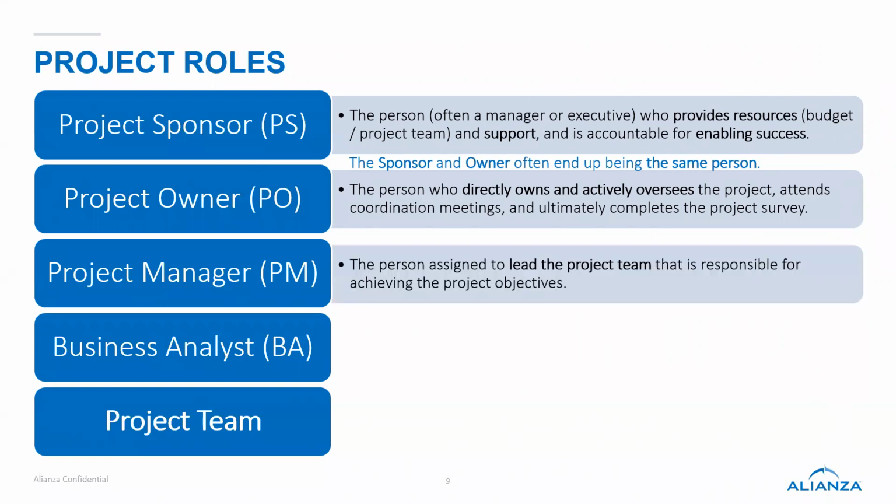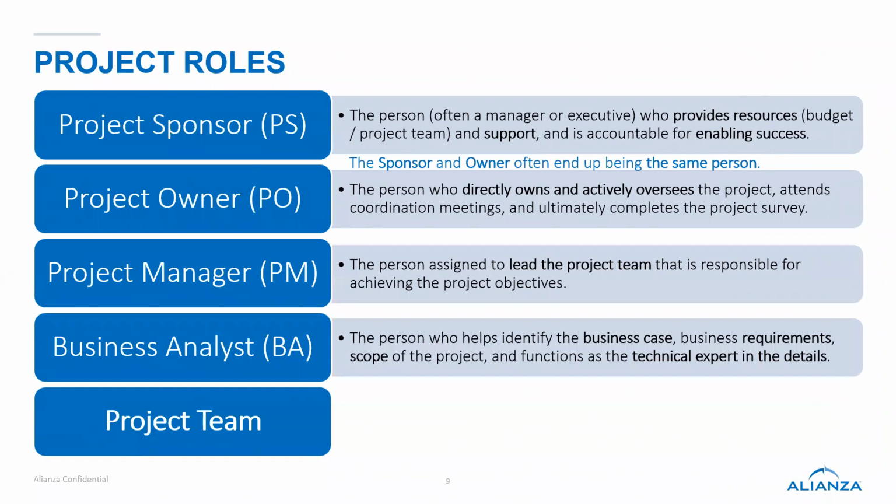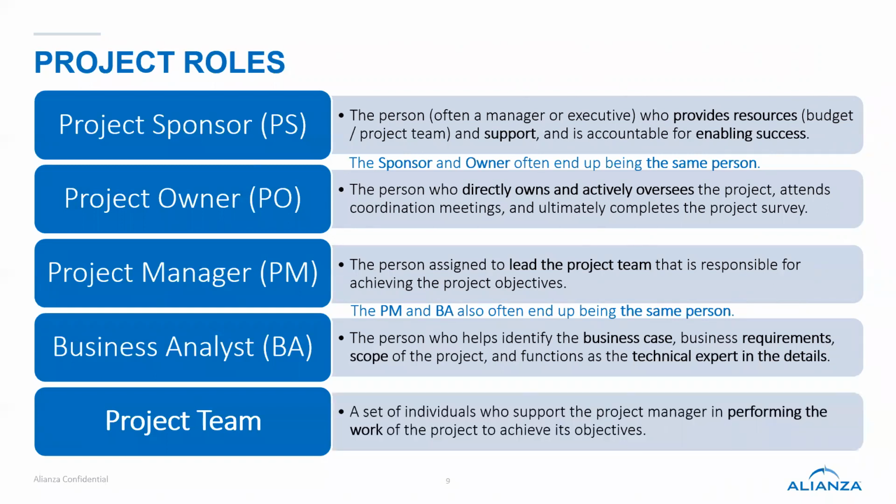Project manager is the person assigned to lead the project team that is responsible for achieving the business objectives. Business analyst is the person who helps identify the business case, business requirements, scope of the project, and also functions as the technical expert in the details about whatever you're working on. The BA and the PM also often end up being the same person, and that's okay. And the project team, a set of individuals who support the project manager in performing the work of the project to achieve its objectives. Most of the time, projects are not a single person. You've got to have a project team you work with.